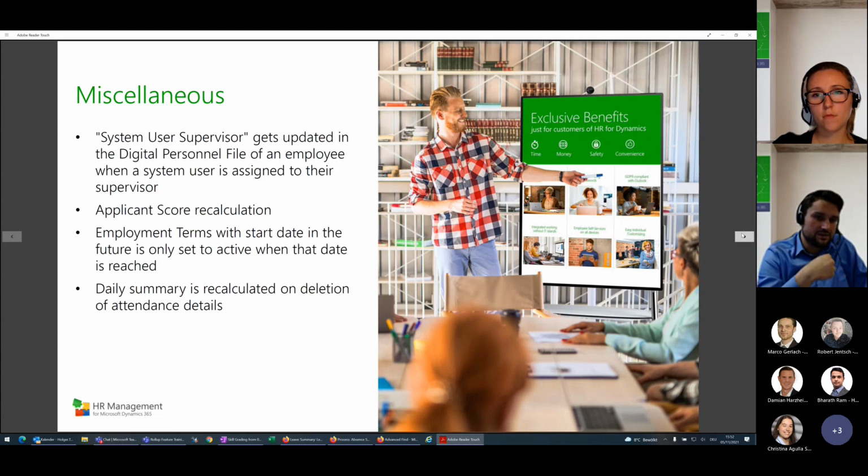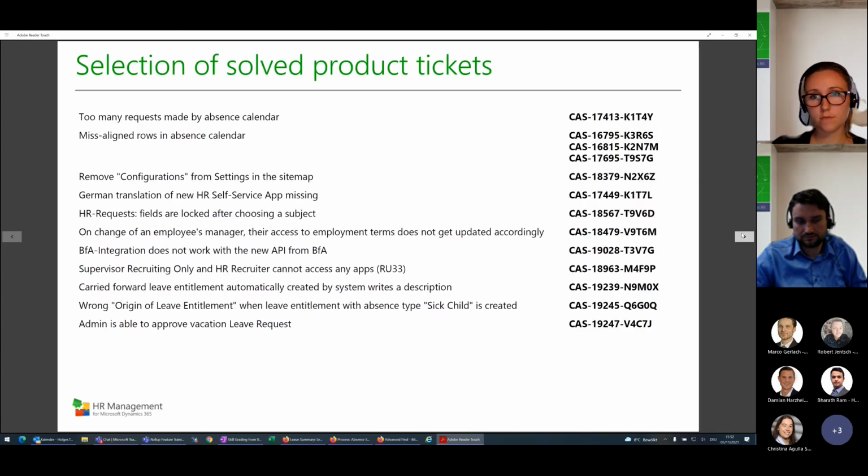We improved the applicant score recalculation, and an employment sample with a start date in the future is only set to active when that date is reached. Daily summary is recalculated on deletion of attendance detail. In the past, remember, you had to deactivate in order to get attendance itself recalculated. Now we are also doing that on deletion.